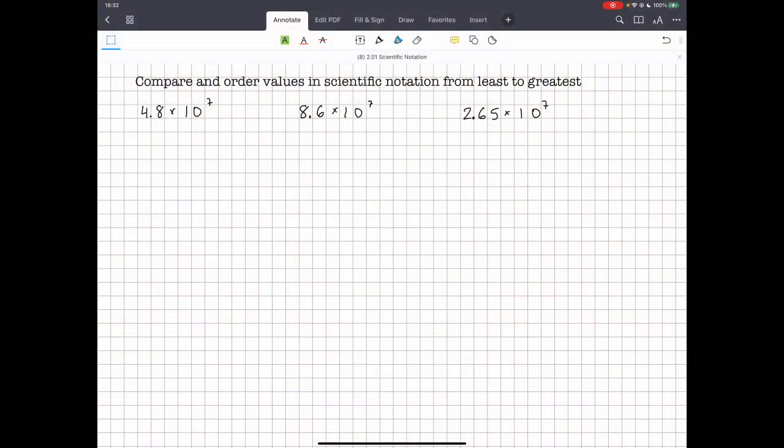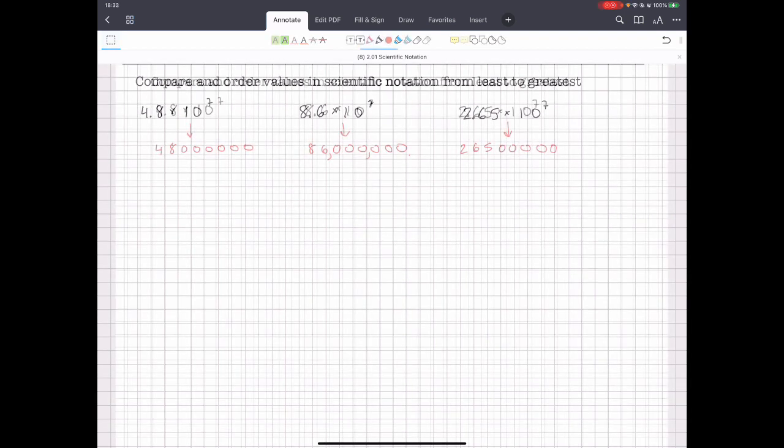The instructions are asking us to compare and order the values that are in scientific notation from least to greatest. There are a couple ways that we can do this. One of them is a little tedious and takes a little while longer. Let's look at that first, and then we'll look for a shortcut to be able to do this.